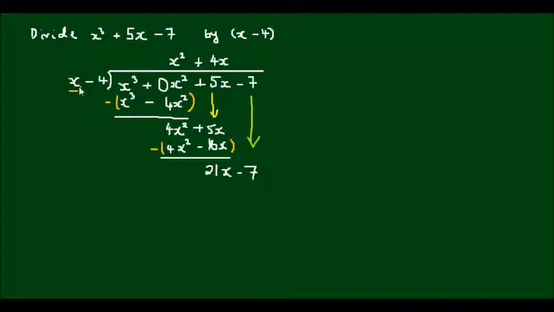Now finally, what do I need to multiply x by to get 21x? And the answer is 21. So 21 times x gives me 21x. And 21 multiplied by negative 4 gives me negative 84. And again, subtract the new line from the line above, and I'll get 21x minus 21x is 0. Negative 7 plus 84 is positive 77. So this gives me a remainder of 77.